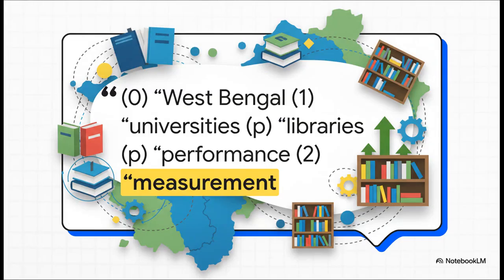So going back to our subject, the indexer builds this input string. You can totally see the logic, right? West Bengal is the location, so it gets a 0. Universities are the key system, so they get a 1. Libraries are a part of universities, and performance is a property of the libraries, and finally, measurement is the action, so it gets a 2.